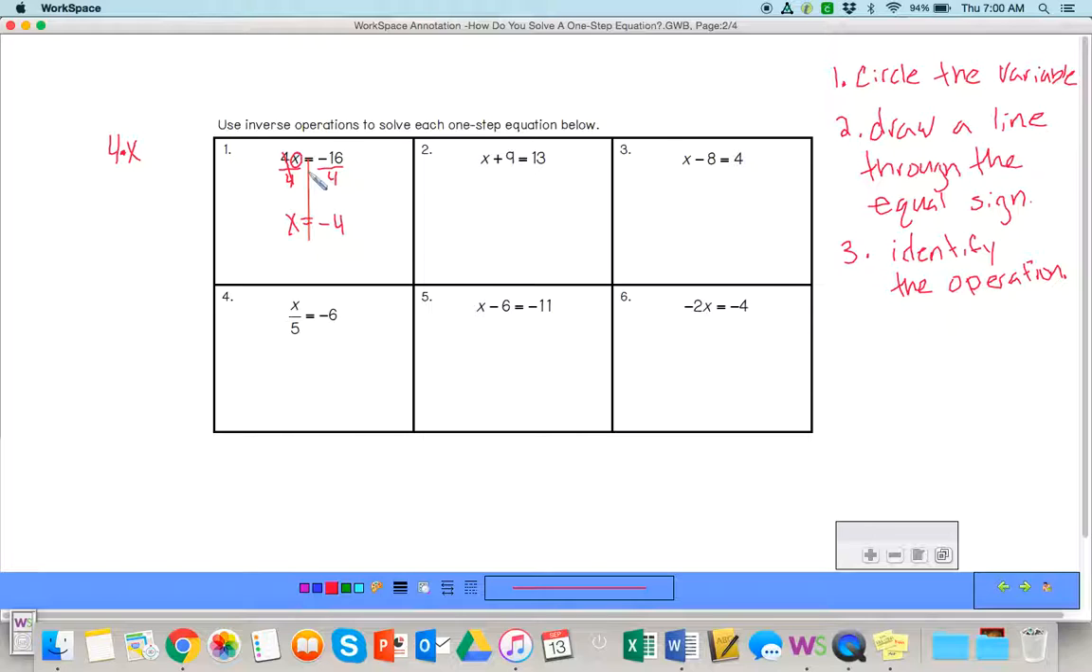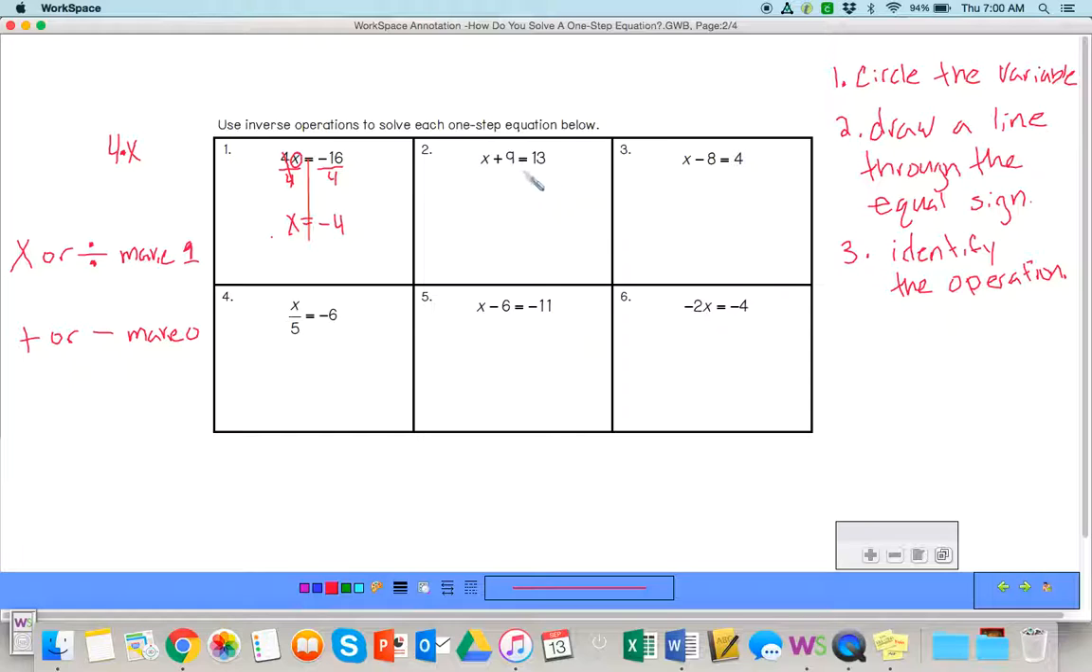So the whole point of doing this is when you are multiplying or dividing, we want to make 1. When we are adding or subtracting, we want to make 0. What I mean is 4 divided by 4 becomes 1x. Well, 1x is the same thing as x, okay?